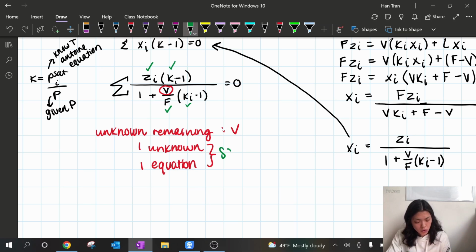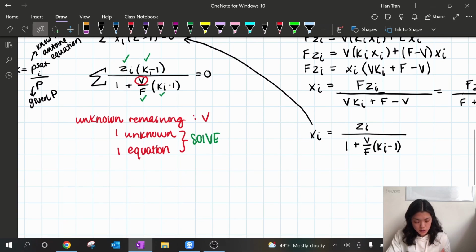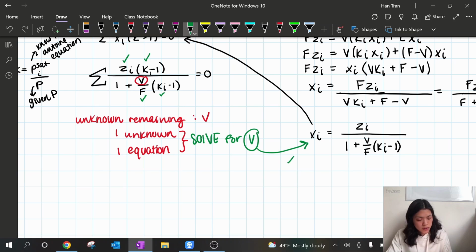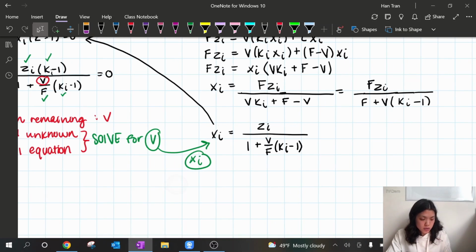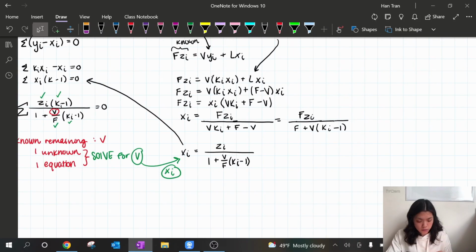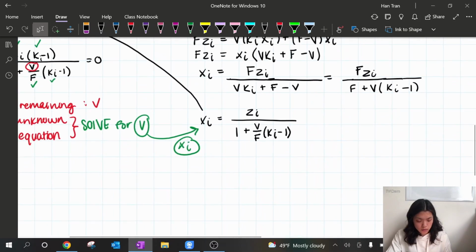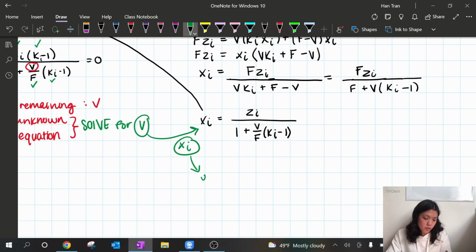So we can solve to give us the vapor, and then once we have the vapor, we can use that to solve for the liquid mole fraction, and once we have the liquid mole fraction, we can use that to solve for the vapor mole fraction, and once we have the vapor mole fraction, we can use that to solve for the liquid. And so by finding the vapor, we are able to solve for the mole fractions as well as the liquid.